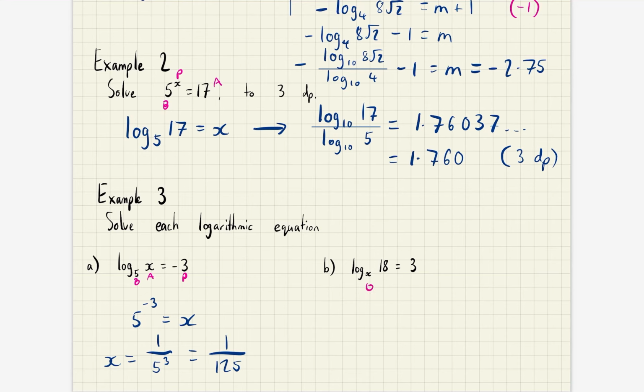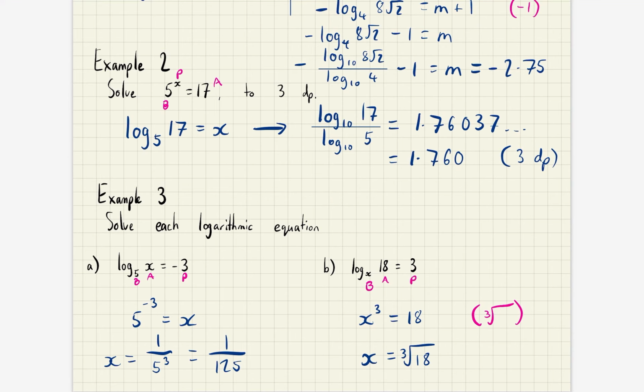Cool, let's do it for b as well. So we've got it in BAP form already, and we don't know what x is, and that's a bit hard for us to work with. So let's BAP it and see, and we'll get x to the power of 3 is equal to 18. Now, to get x by itself, we need to cube root both sides. So I'm just going to make a note of that. I am going to cube root both sides because that will get rid of the power of 3, or the cubic. So when I do that, I'm going to get x is equal to the cube root of 18.